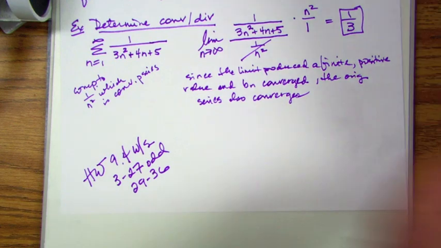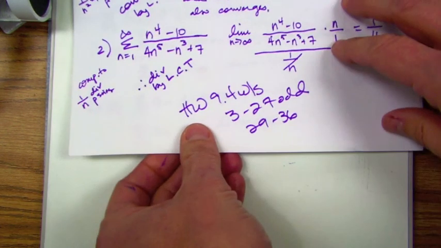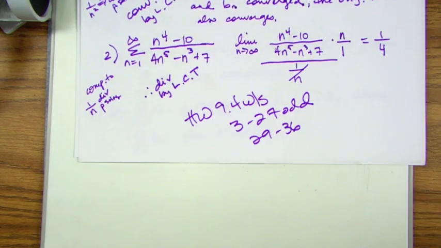And then I'm going to just put this next example up here. The original problem was n to the 4th minus 10 over 4n to the 5th minus n cubed plus 7. I needed to choose something to compare it to. And I compared it to 1 over n, because n to the 4th over n to the 5th would simplify to 1 over n. I know that 1 over n is divergent.